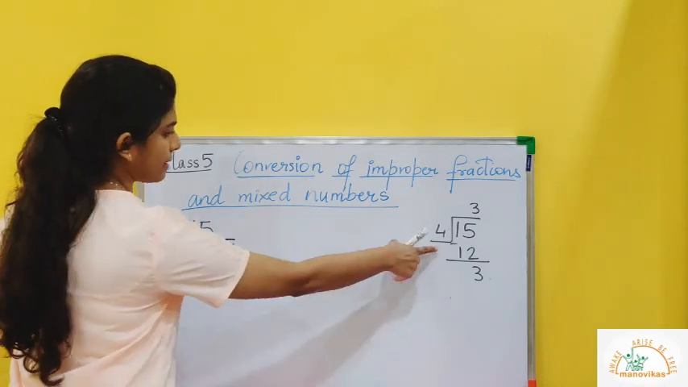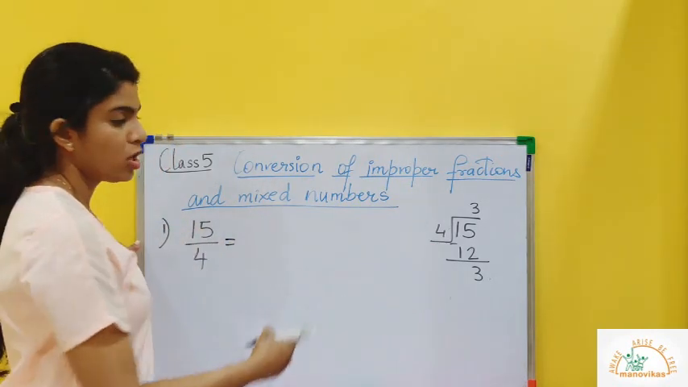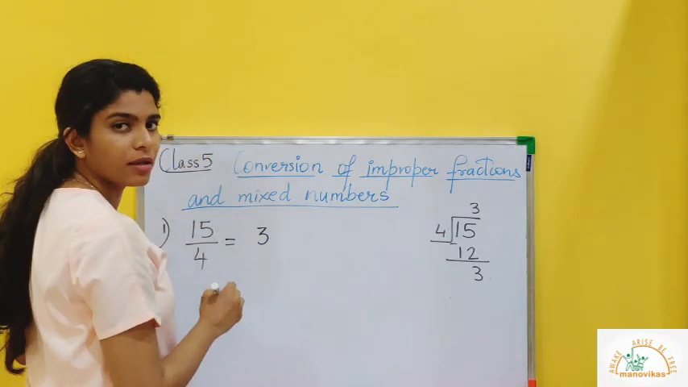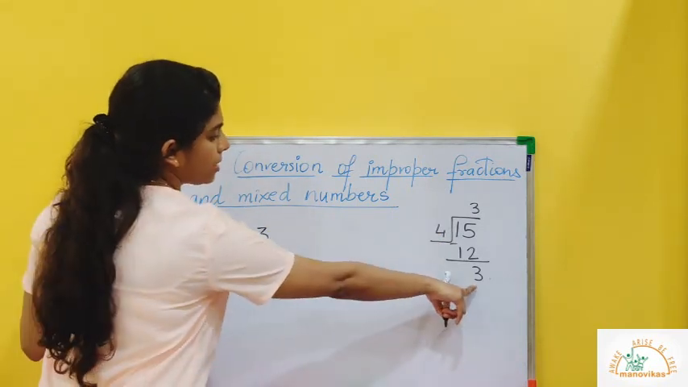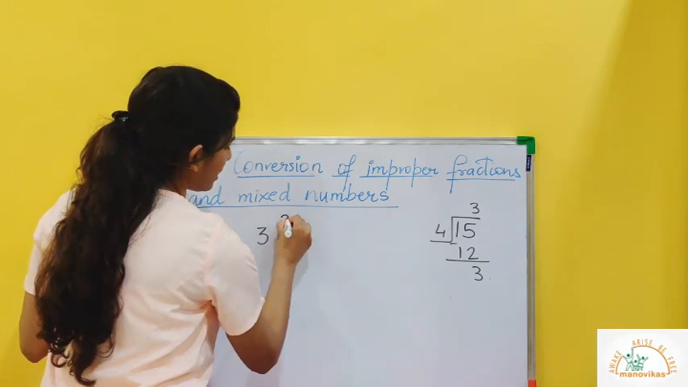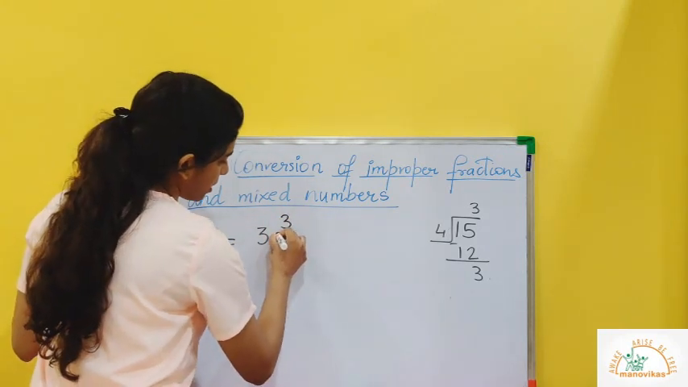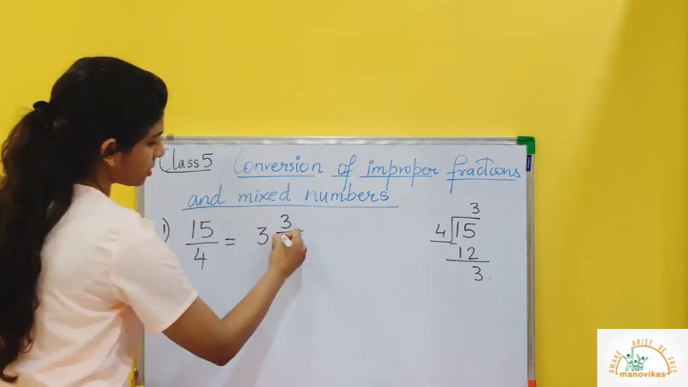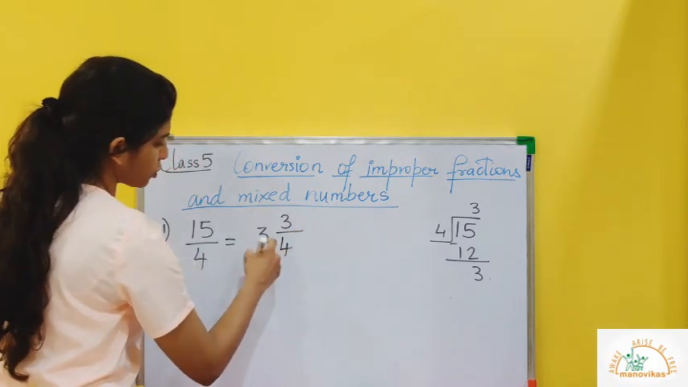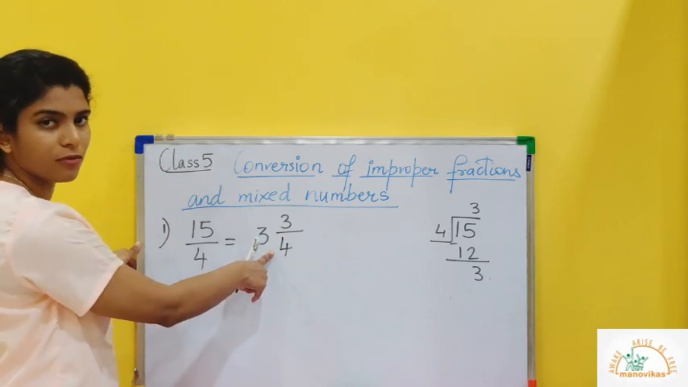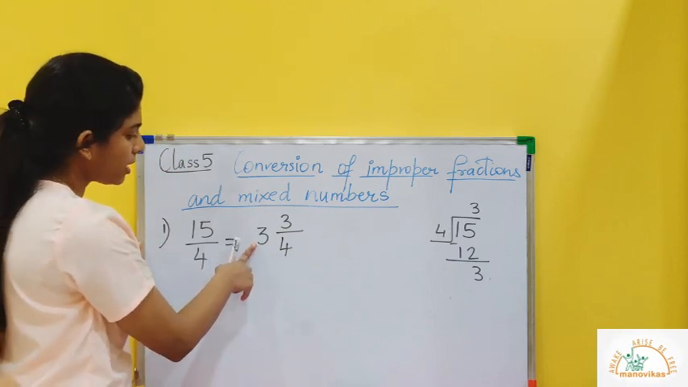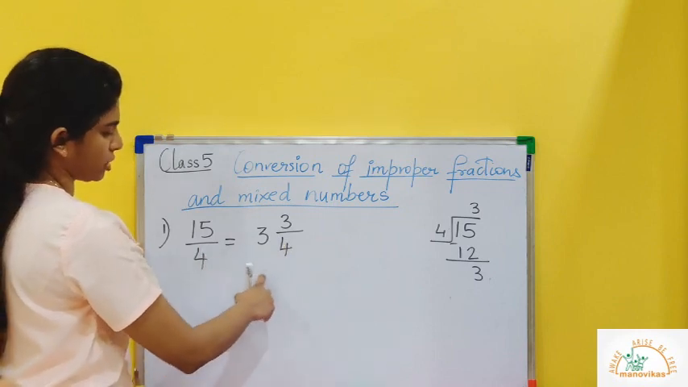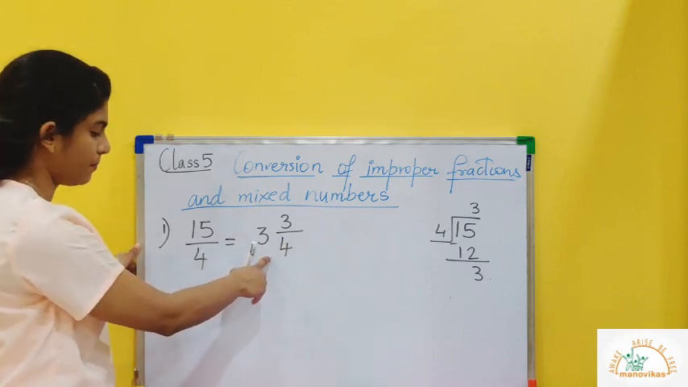So how will you write this as a mixed fraction? You got 3 as the quotient, so you write 3 as the whole. 3 you got as the remainder, so you write 3 in the numerator upon the denominator. Here it is 4, so it will not change, it will remain the same. So the denominator is 4. So you get 3 whole 3/4. This is the conversion of an improper fraction into a mixed number.